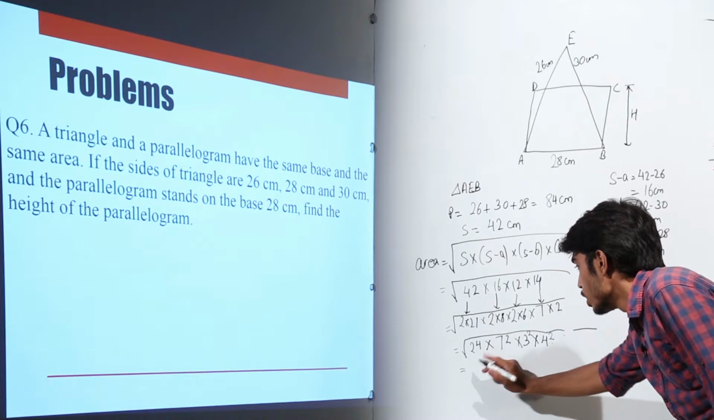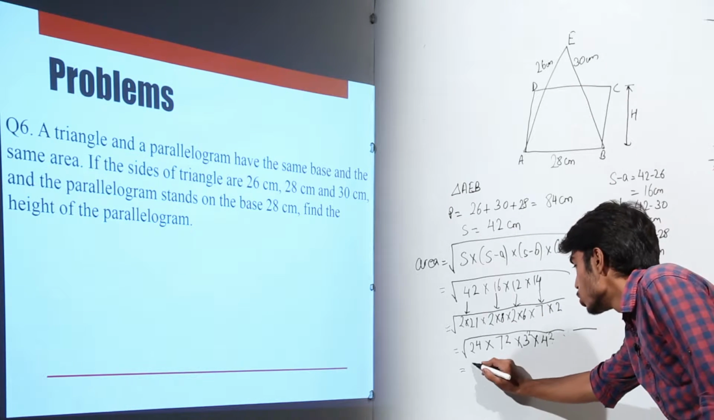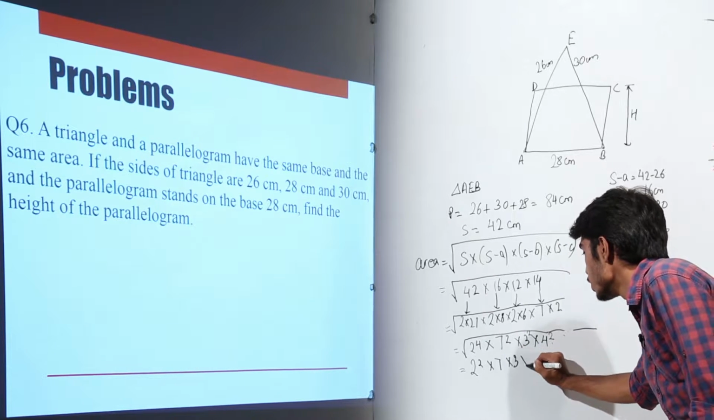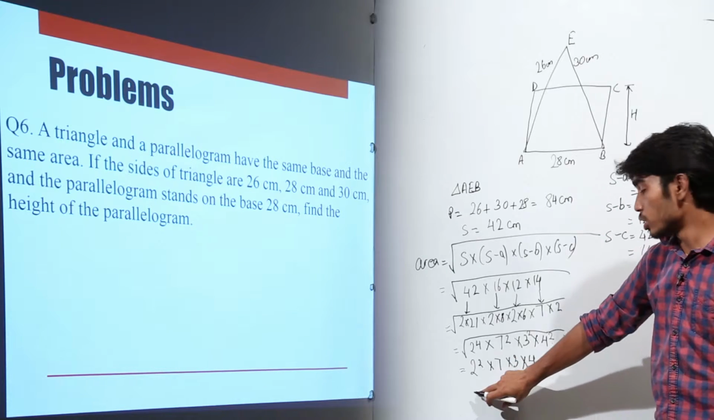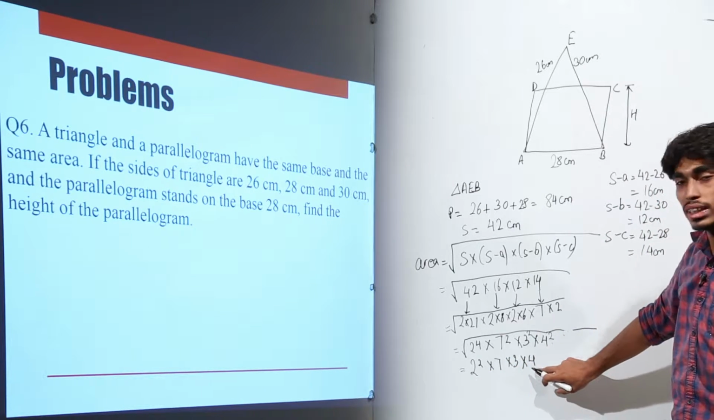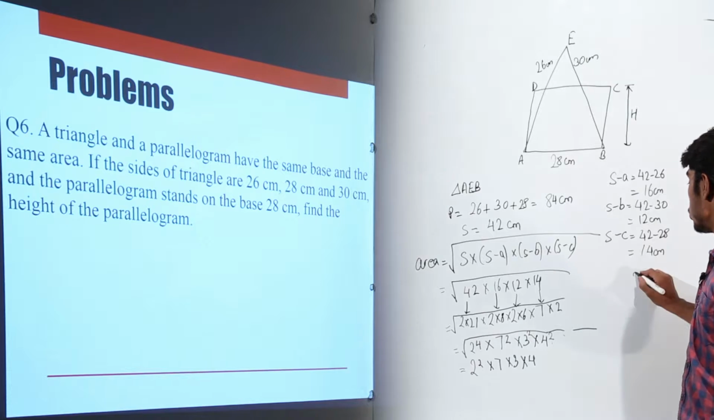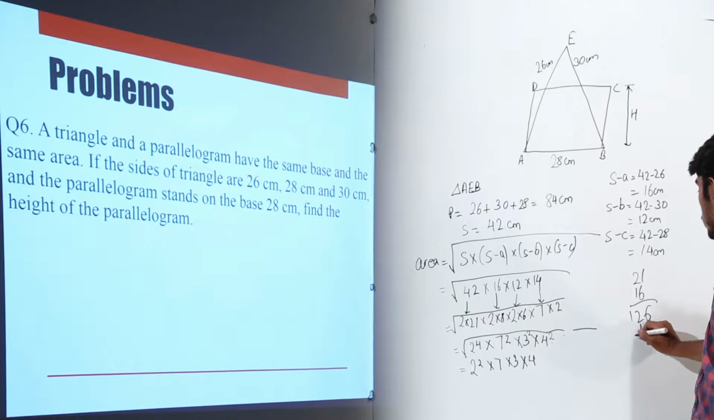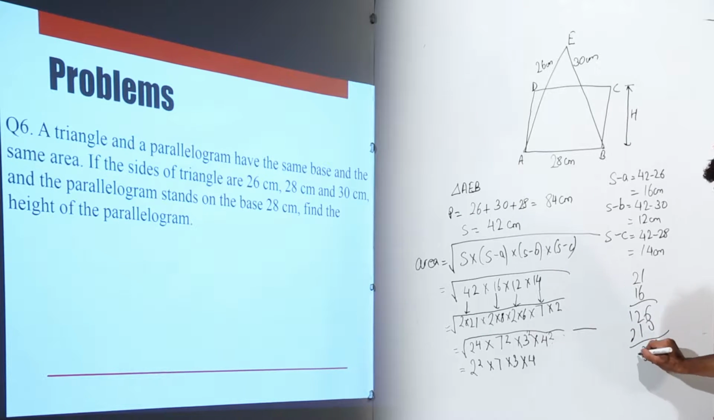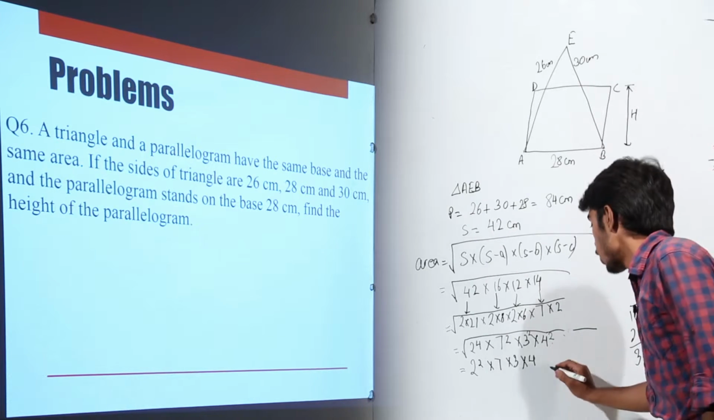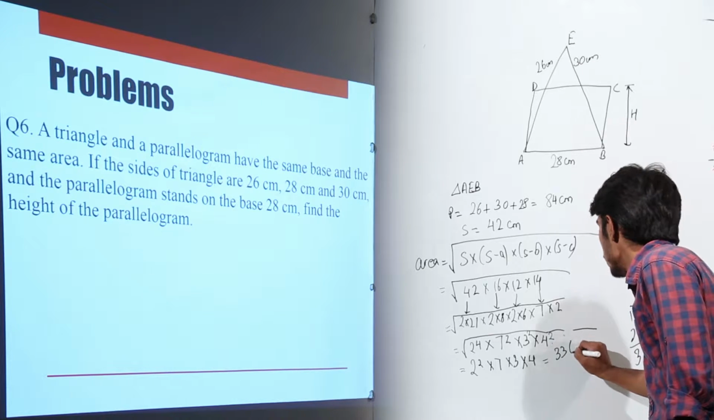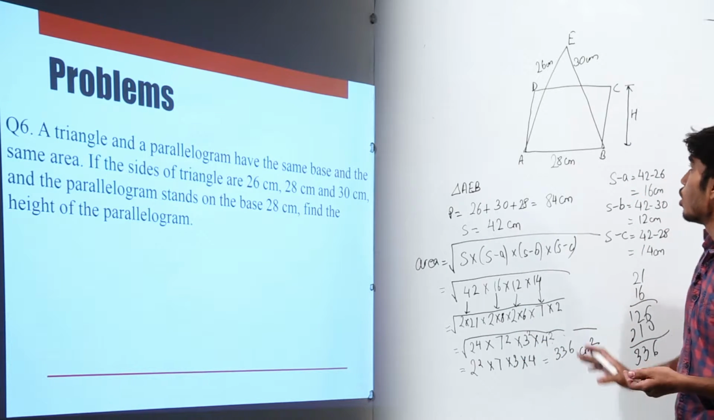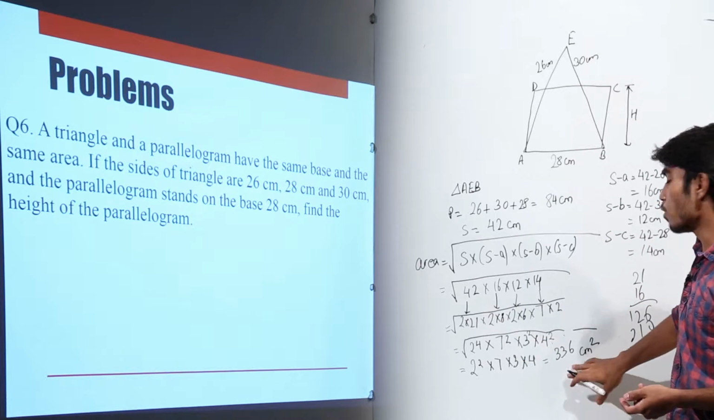So taking these numbers out of the radical sign, I get 2 to the power 2 into 7 into 3 into 4. 2 to the power 4 is 2 into 4... 4 into 4 is 16. 7 into 3 is 21. So 21 into 16, which is 336. So the final answer is 336 centimeter square. This is the area of the triangle.